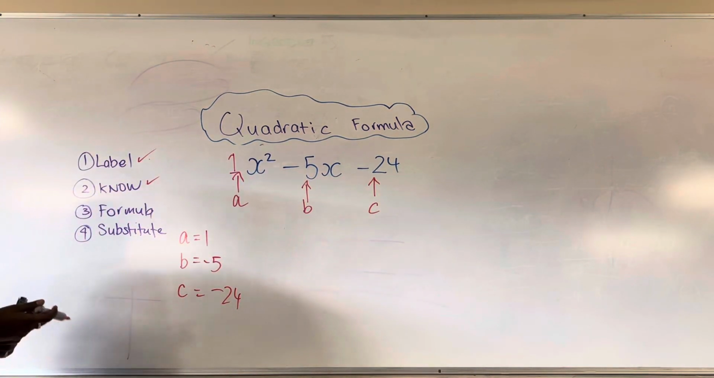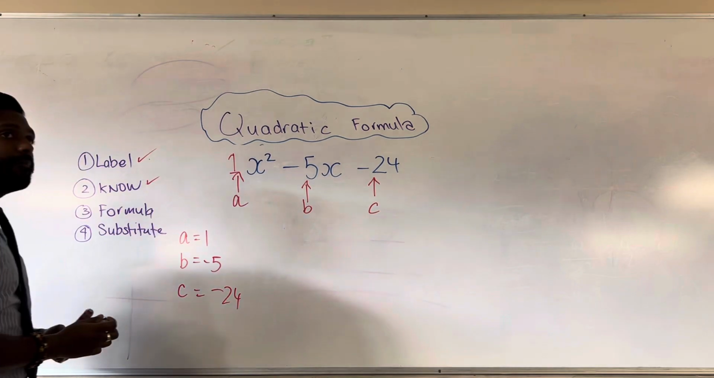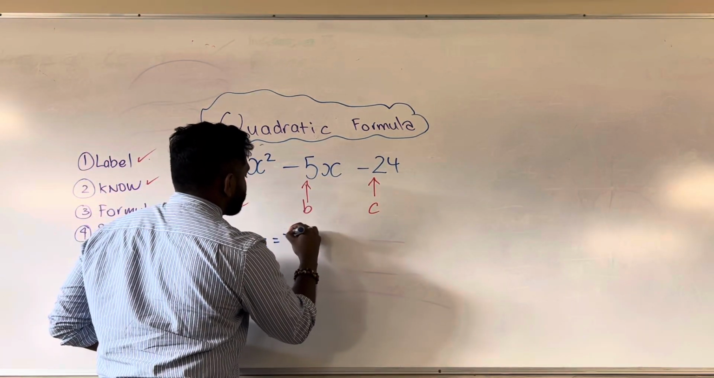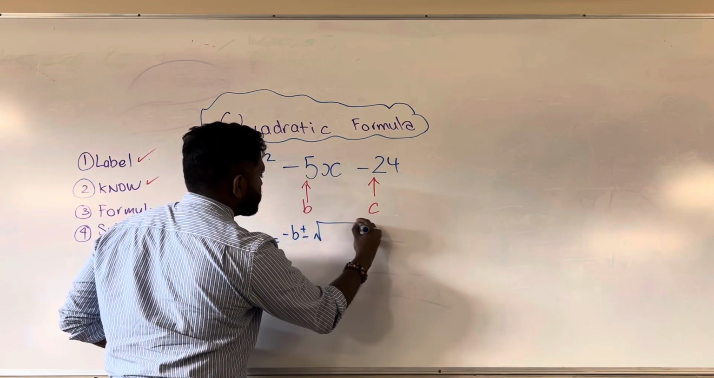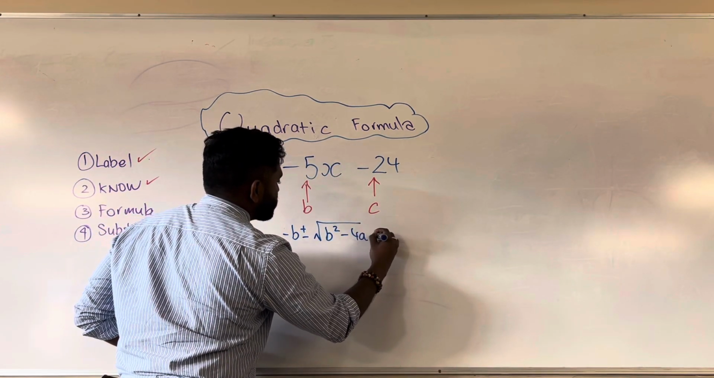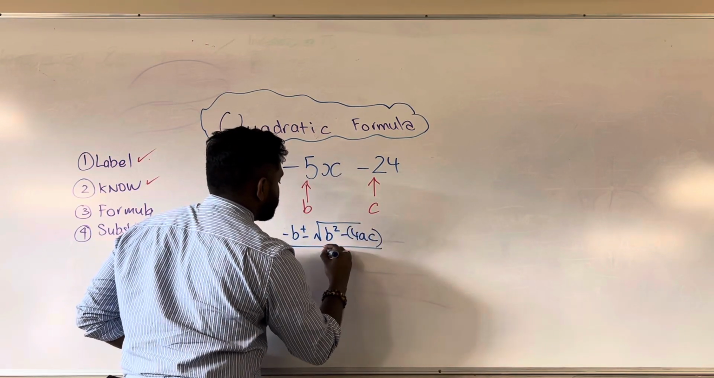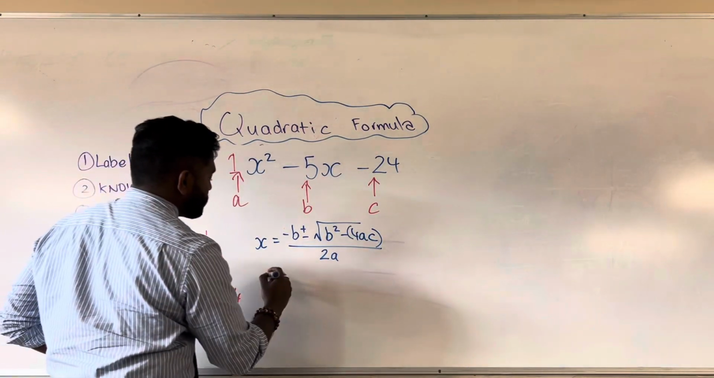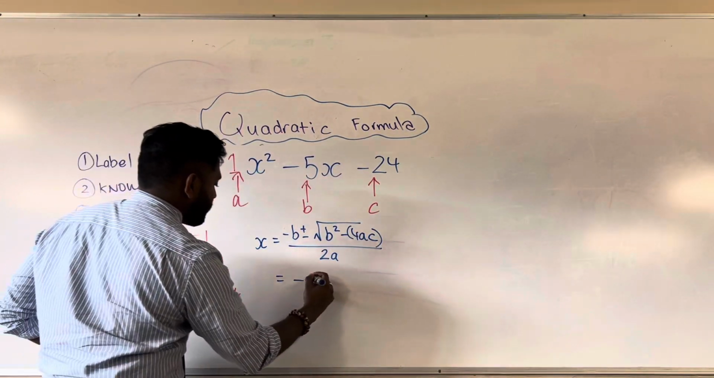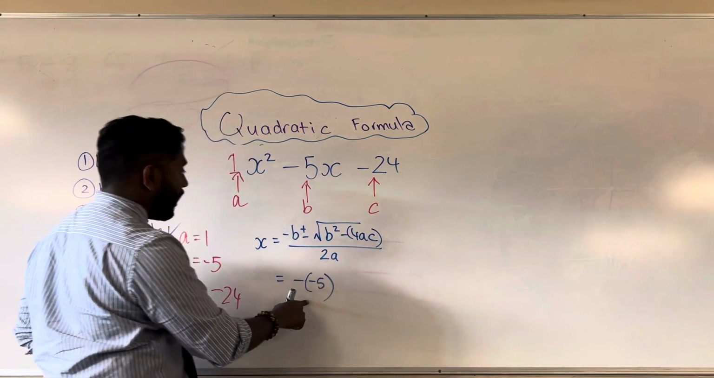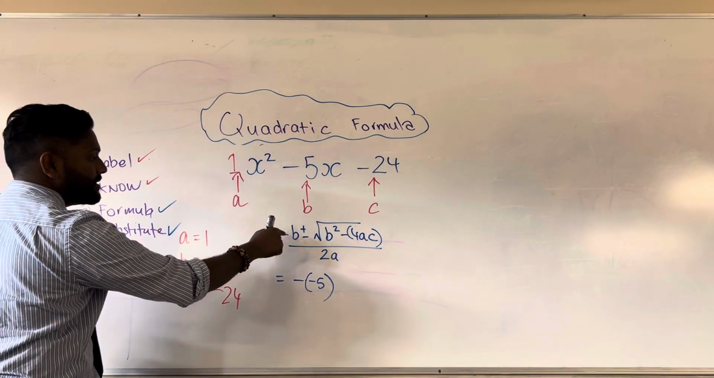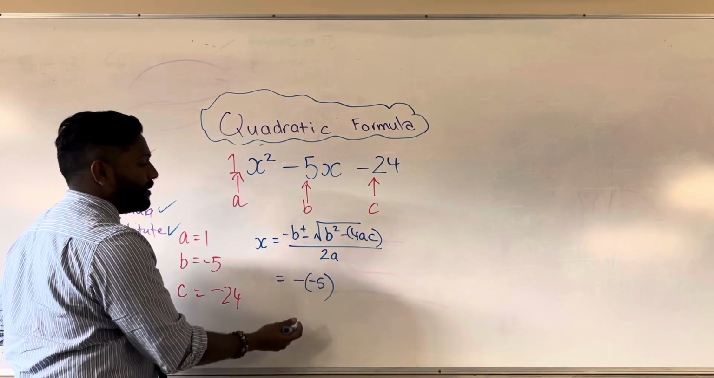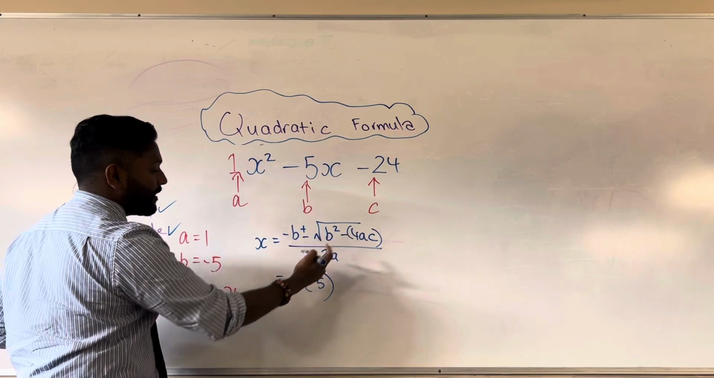So we've got to be really careful here because there are a lot of positives and negatives. Formula: x is equal to -b plus or minus the square root of b squared minus 4ac, all over 2a. Next step is to substitute. -b, what's our b? -5. Why? Because b is -5. This says -b. That doesn't mean -5. It means negative b, because that's the sign. What's our b value? -5.